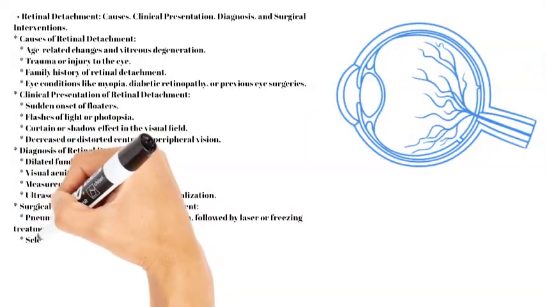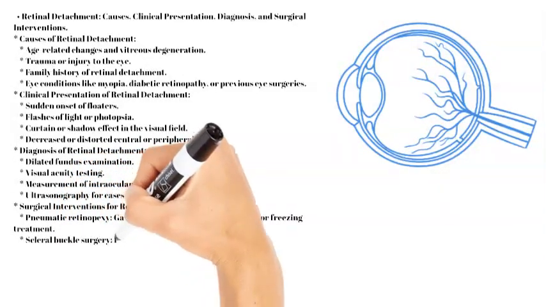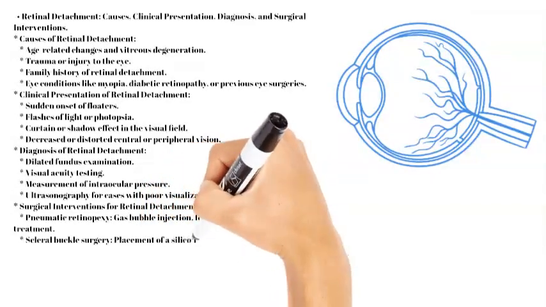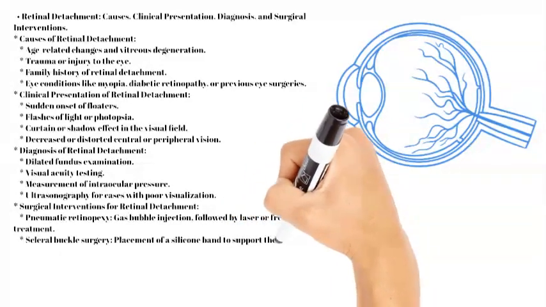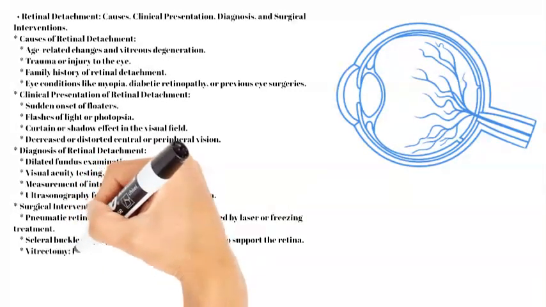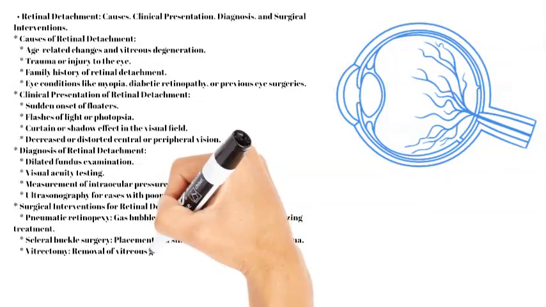In conclusion, retinal detachment is a serious condition that requires immediate attention. Understanding the causes, clinical presentation, diagnosis, and surgical interventions is vital for timely management. If you experience sudden changes in vision or suspect retinal detachment, seek prompt medical evaluation to prevent permanent vision loss.